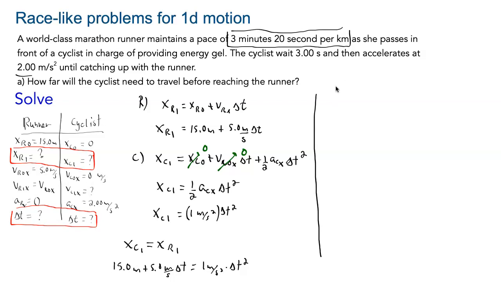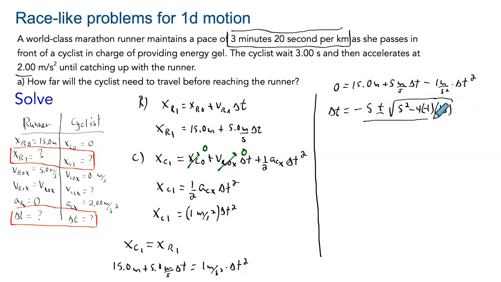So we can rewrite this equation. We have 0 is equal to 15 meters plus 5 meters per second delta t minus 1 meter per second squared times delta t squared. And from this we can calculate the value of delta t using the quadratic equation. So we have delta t is equal to minus the b term, which is minus 5, plus or minus square root of 5 squared minus 4 times the a term, I'm sorry, in here, which is minus 1, times the value of the c term, which is the 15. All of that divided by twice the a term, so 2 times minus 1.